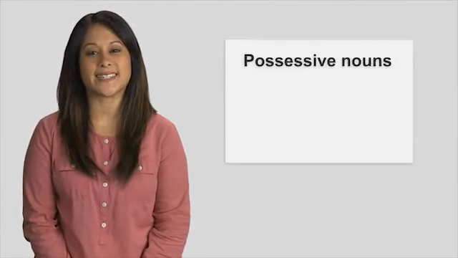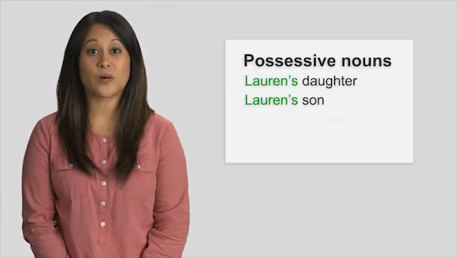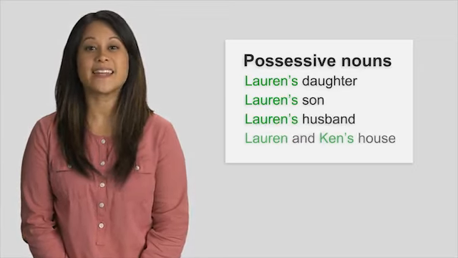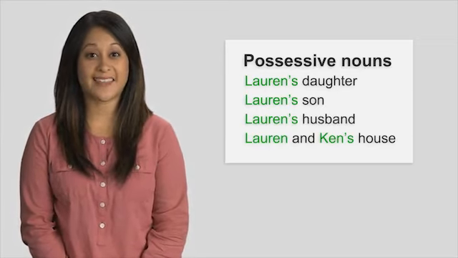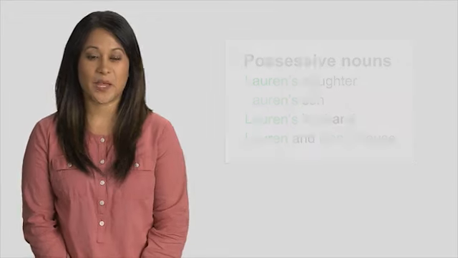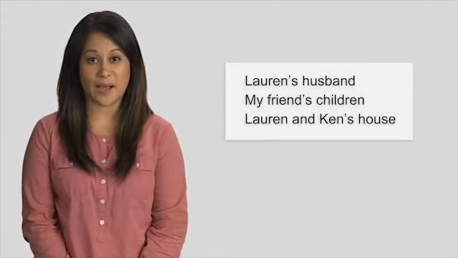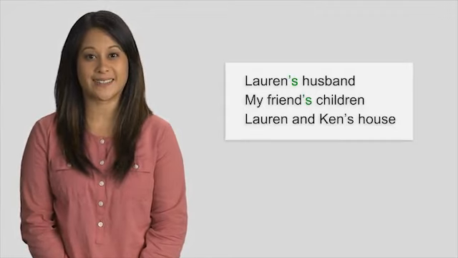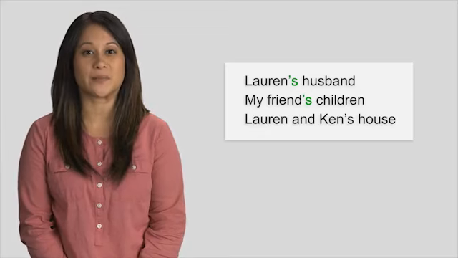Look at these phrases. Lauren's daughter, Lauren's son, Lauren's husband, and Lauren and Ken's house. These are possessive nouns. They show belonging. We use an apostrophe and S to show possession for singular nouns like Lauren or friend. We also use it for possessives with 2 or more people, like Lauren and Ken.